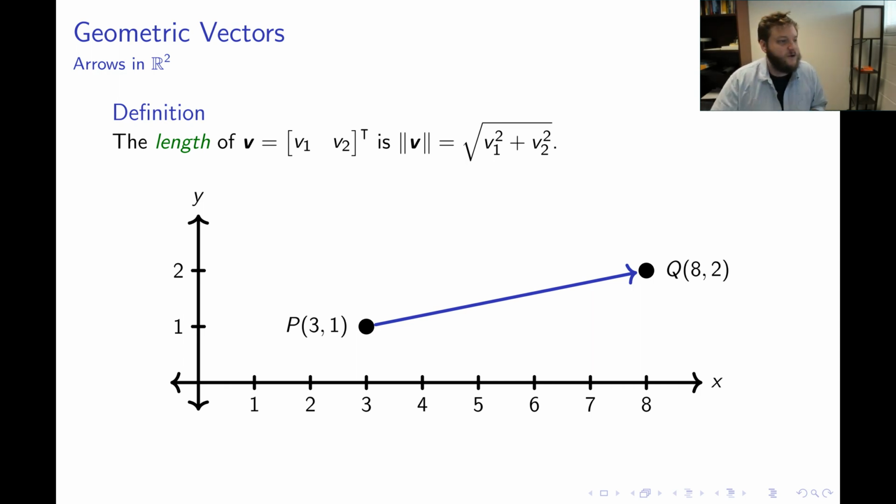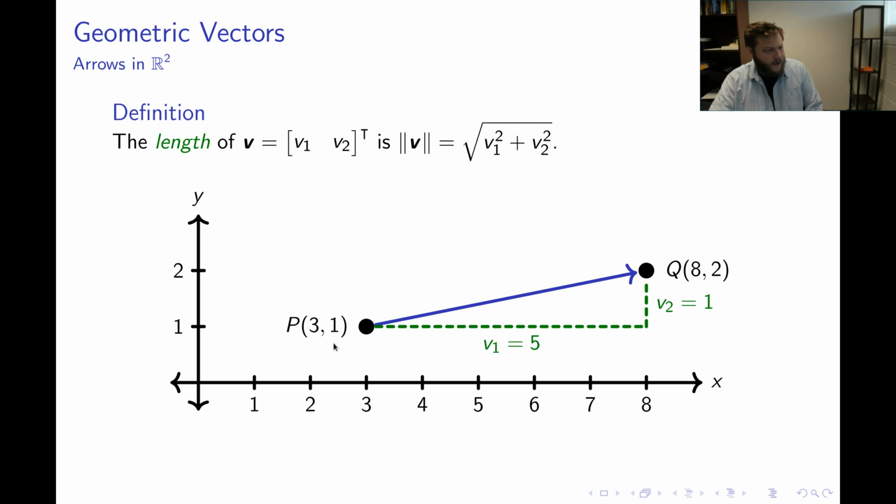Okay, so once we have this geometric notion of vectors as arrows, we can start to prod at the theory from a geometric point of view. One thing that every arrow has is length. The notation we use to denote length is this double bar notation. And the formula says to sum the squares of the coordinates of the vector and then take a square root. Now, where does this formula come from?